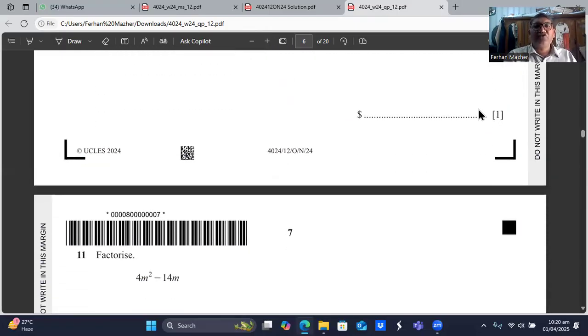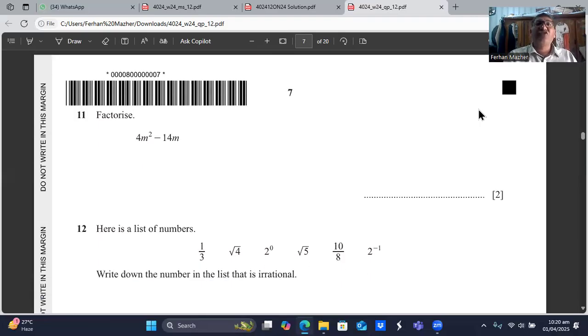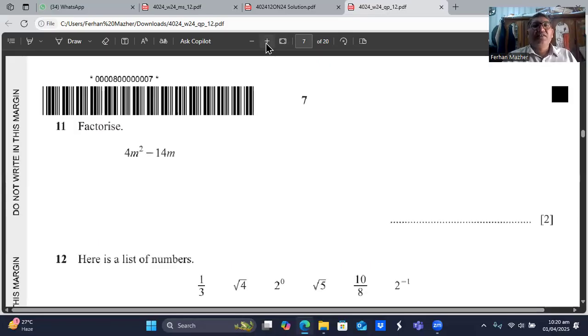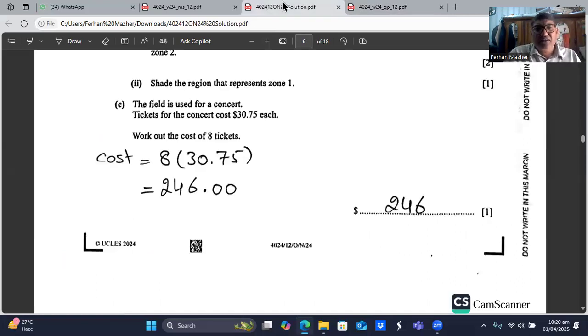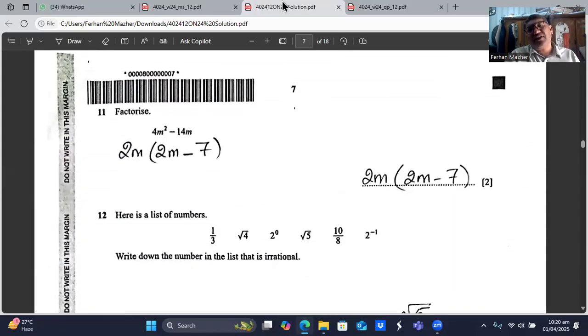Let's go to the next question. The next question coming up on your screen is question number 11. He says factorize. So we have 4m square minus 14m. The first rule of factorization is that you take common. If something is common, just take it common. So here you can easily see m is common and 2 is also common. Just take them common and automatically it will be factorized.